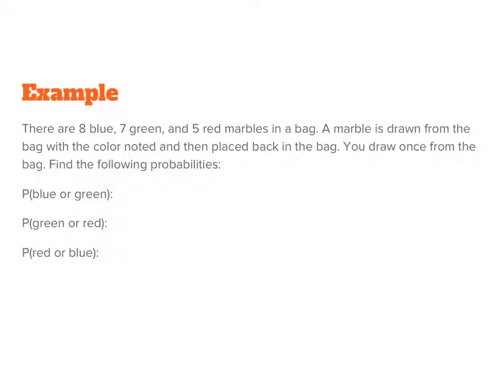So for our next example, there are 8 blue, 7 green, and 5 red marbles in a bag. We're going to draw one marble from the bag, and we're going to take note of the color, and then we're going to put it back in. Okay, we're only going to draw once. So we're going to find the following probabilities. Again, just like the last lesson, we need to know the total first. So if we add up 8, 7, and 5, we get a total of 20.